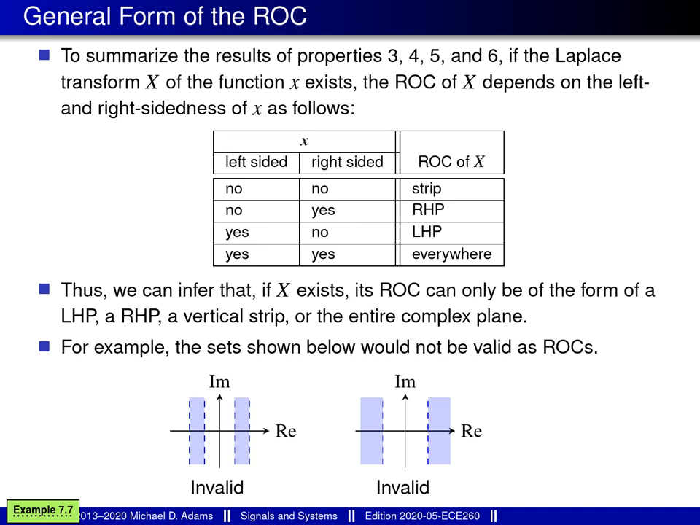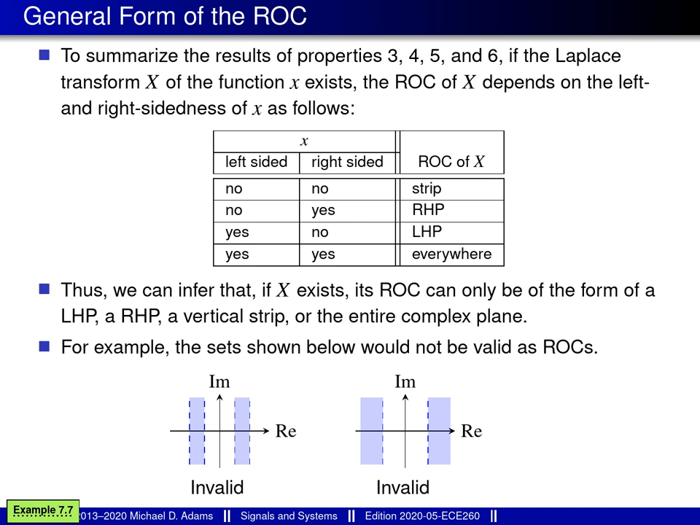At this point, I'd like to make some additional comments about the general form of the region of convergence of the Laplace transform. In particular, I'd like to make some comments related to the left and right-sidedness of functions. Every function can be classified as either left-sided or not left-sided. Similarly, every function can also be classified as either right-sided or not right-sided. This leads to exactly 4 possible combinations of left and right-sidedness that a function can possess.